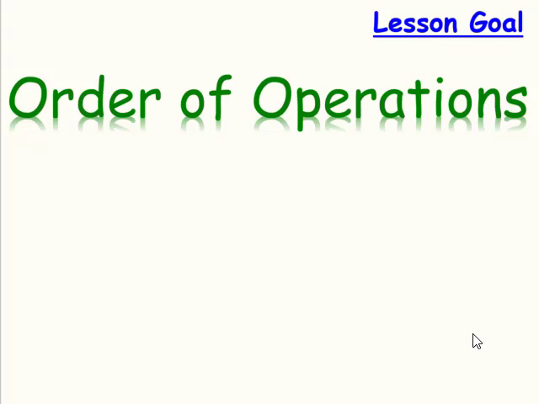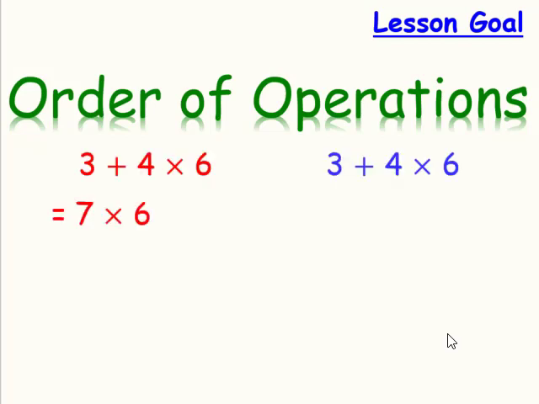Our lesson goal for today is about order of operations. Let's take a look at these two examples. In the first example, we're going to add and then multiply. And then in the second example, we'll multiply and then add. Notice we have different answers, and we'll find out which one is the right answer.